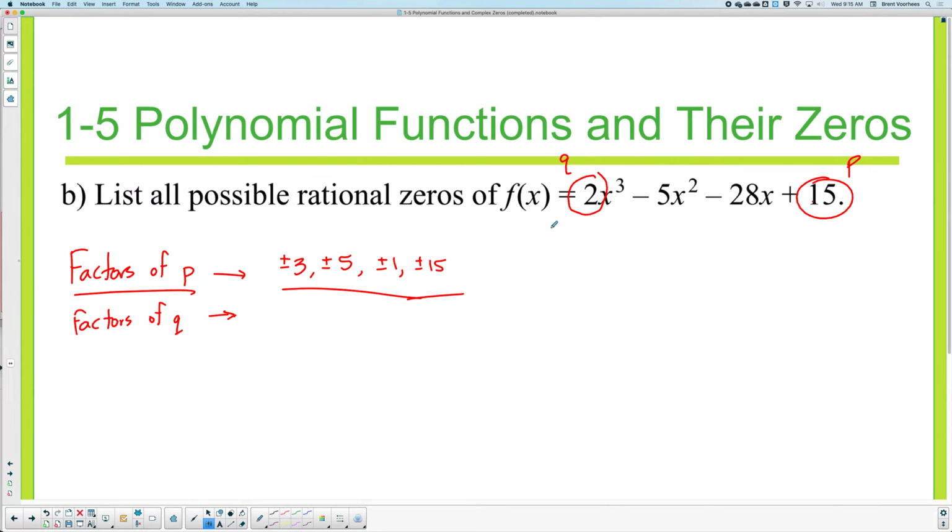Now, what are the factors of Q, the number 2? Just 2 and 1. I did it here in order of 1 to 2. So here's what this means.